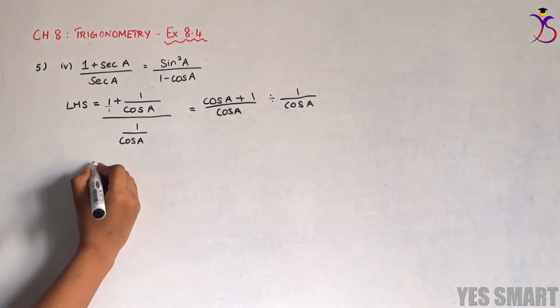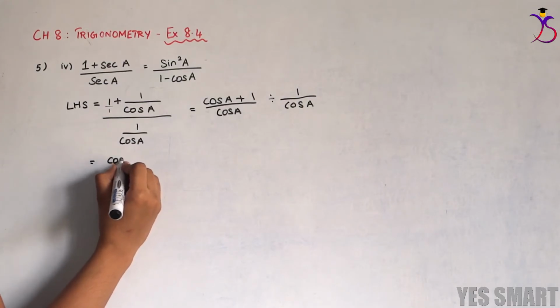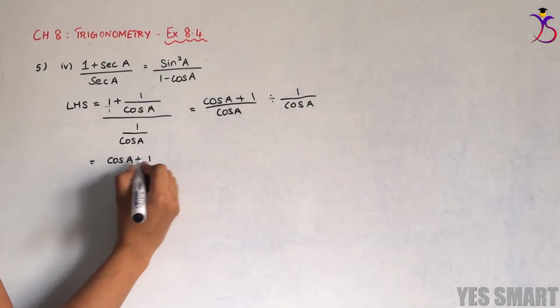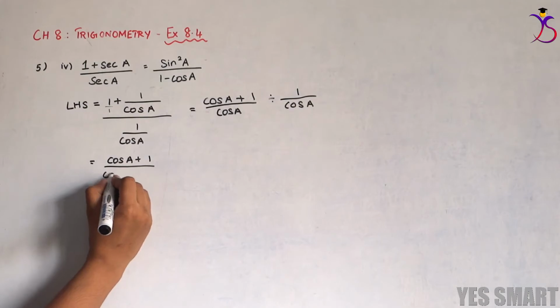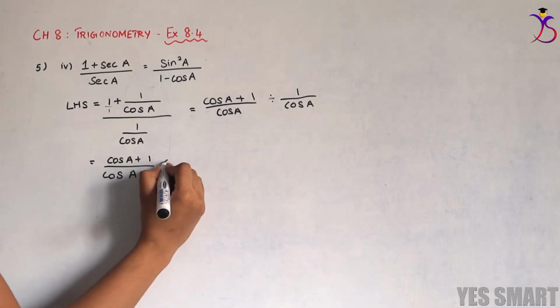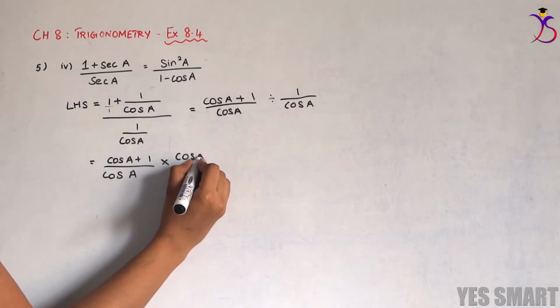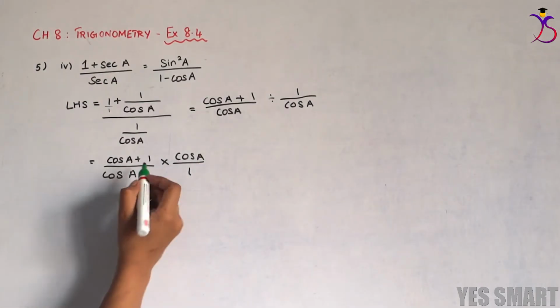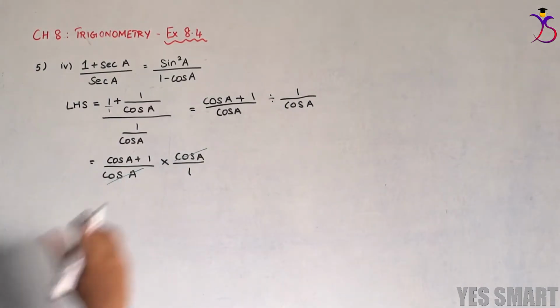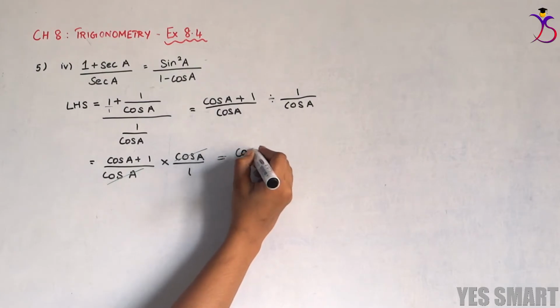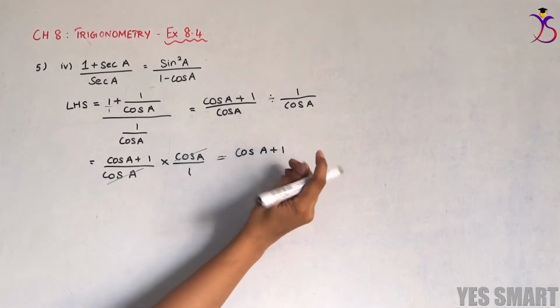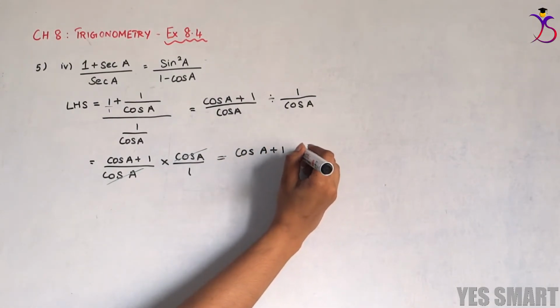Now we are going to keep the first term as it is and reciprocate the second term for further solving. Hence it becomes cos a by 1. Just reciprocating it so that the division changes to multiplication. Cancelling cos a and cos a, we will have cos a plus 1. I am just rearranging this term as 1 plus cos a.